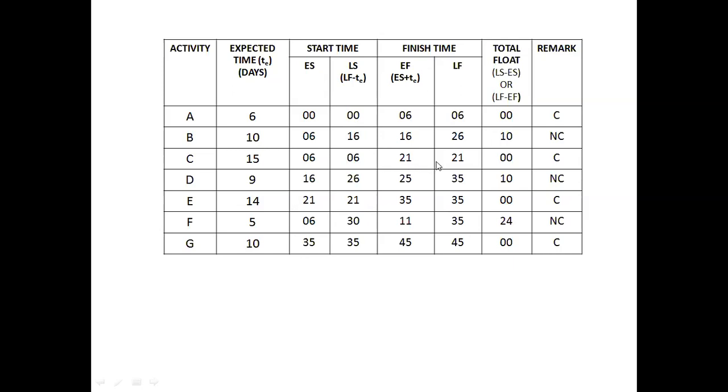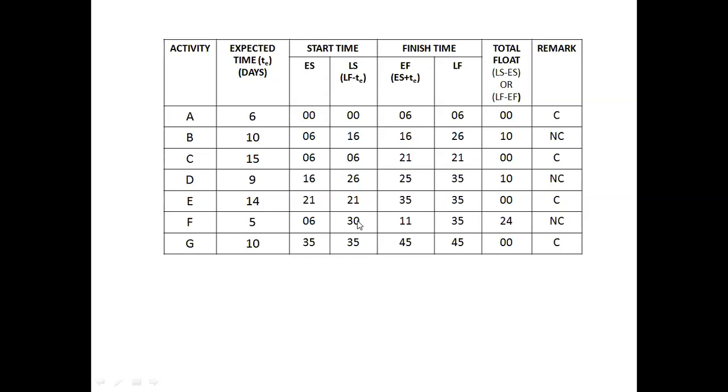6 minus 6 is 0, 0, 21 minus 21 is 0, 0. And here for activity D, 26 minus 16 will make 10, 35 minus 25 also 10. Then for E, it is 21 minus 21 is equal to 0, 0. 35 minus 35 is 0, 0.